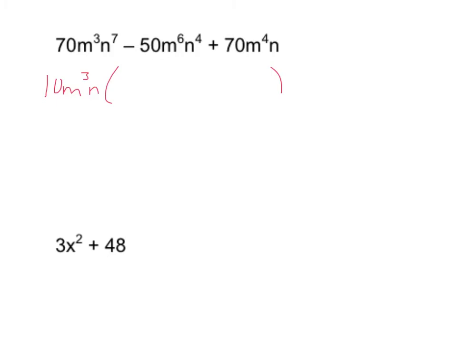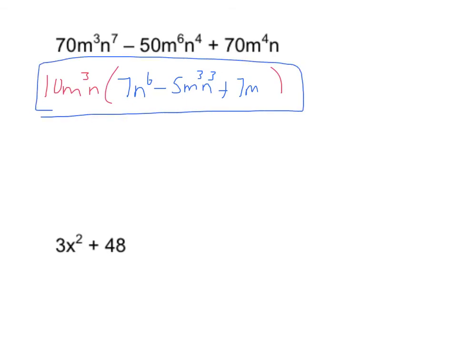70 divided by 10 is 7. We took away all the m's. We only took away 1 n, so it's n to the 6th. Notice it's negative 50 divided by 10, so we end up with a negative 5. We took away 3 m's, so now we have 3 left. We took away 1 n, so now we have 3 left. Again, 70 divided by 10 is 7. We took away 3 m's, and we took away the only n. And that is our factored form.